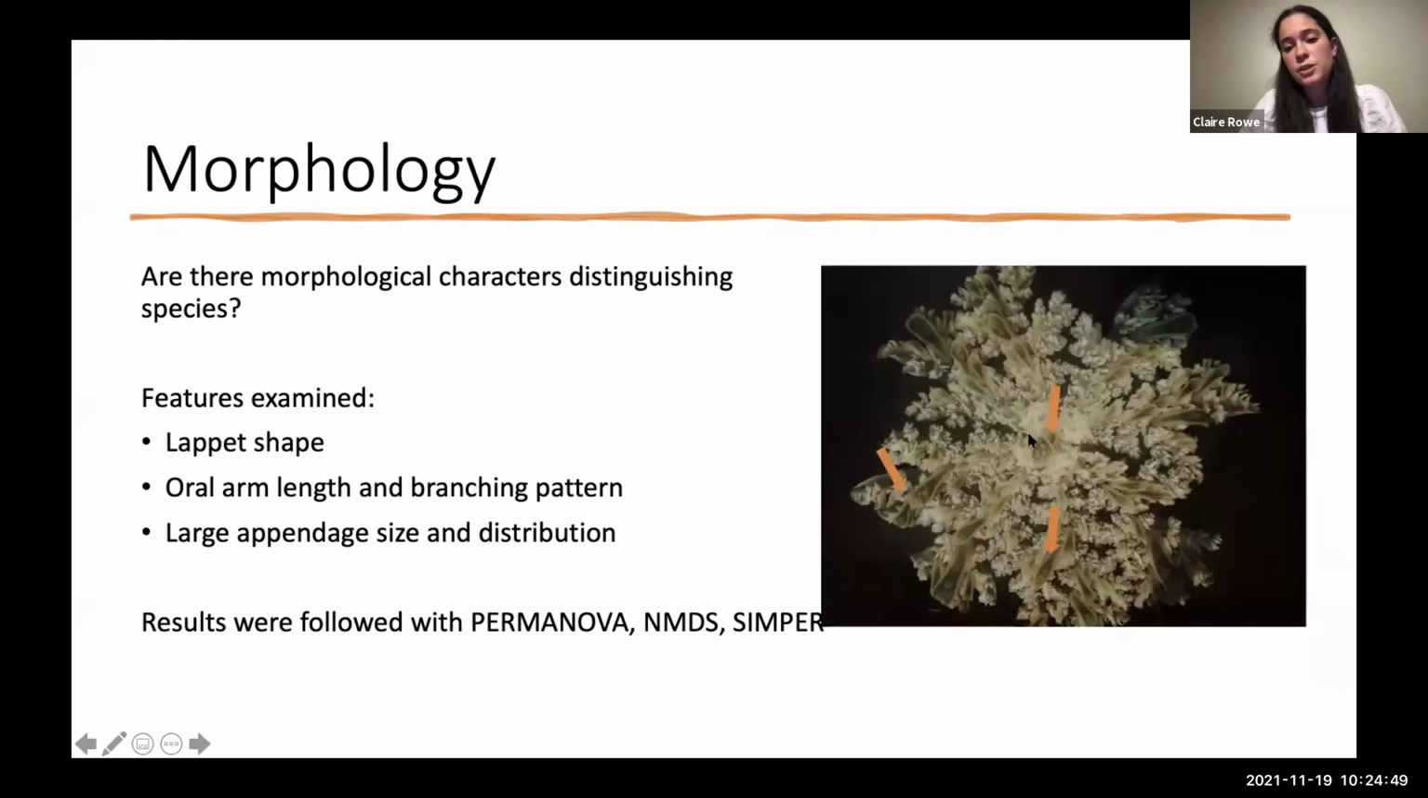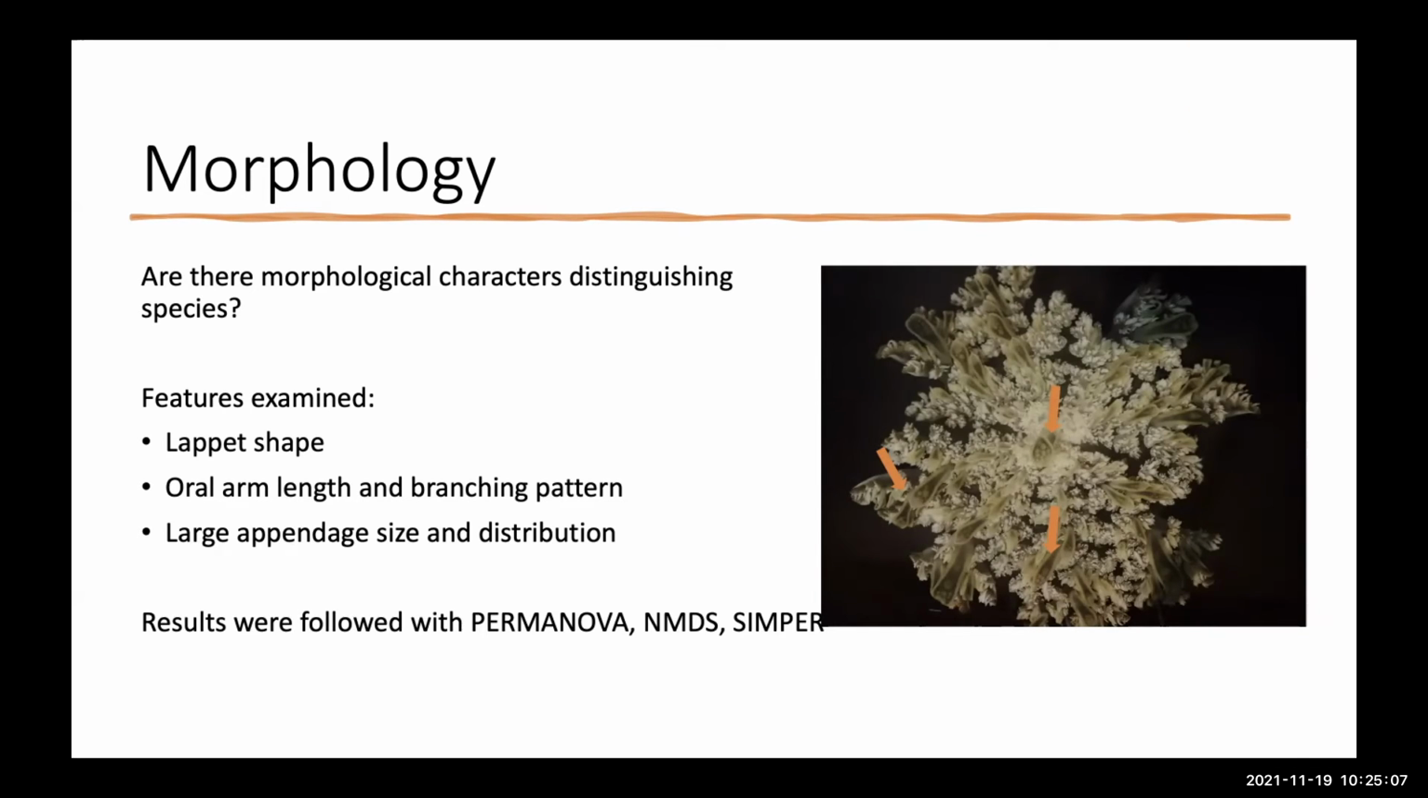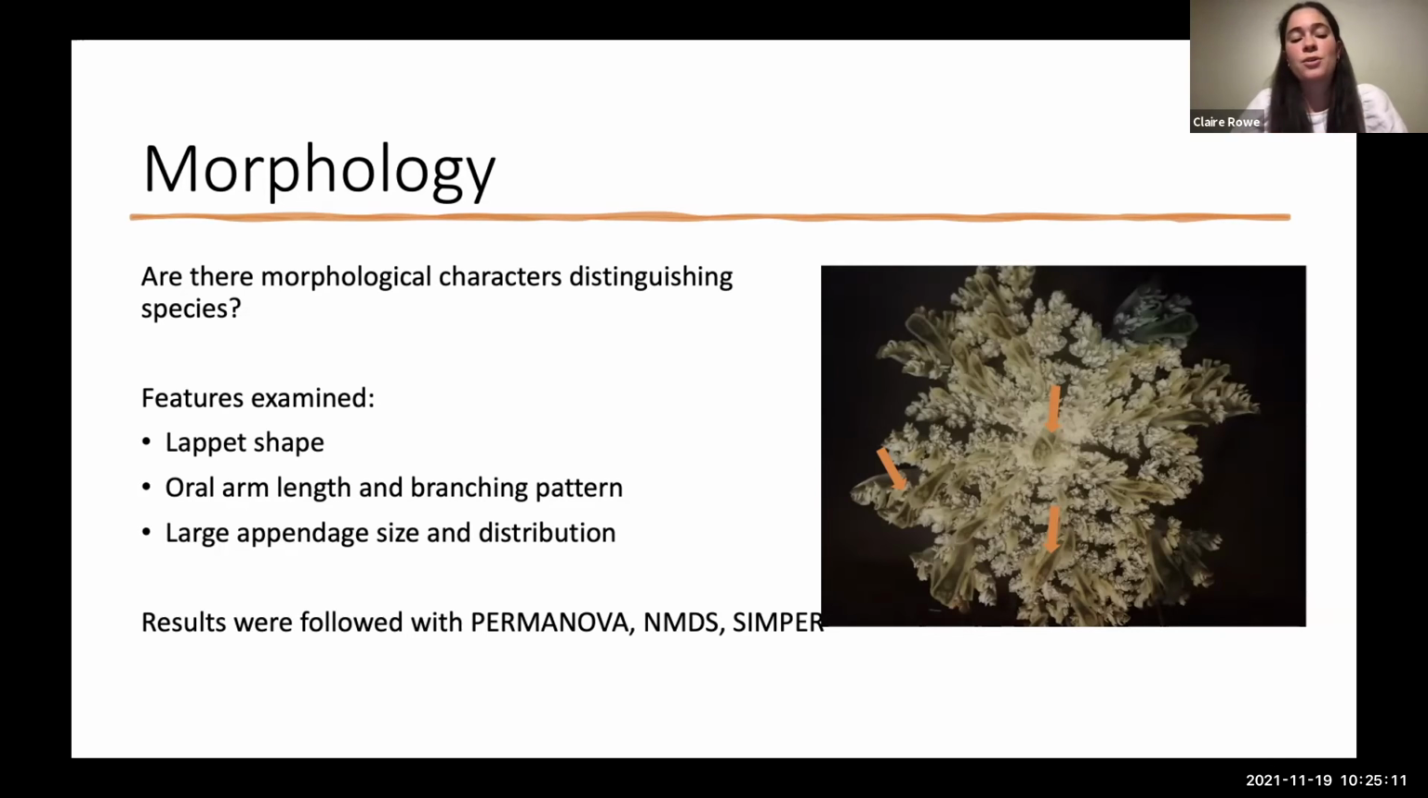So the large appendages are these leaf-like structures here, and these have two main purposes. The first one is extra surface area for the zooxanthellae, and the second one is they kind of contain little nest-like structures called cassiosomes, which contain the stinging cells of the jellyfish. So once I took these measurements, I compared them with a PERMANOVA, NMDS, and SIMPER.